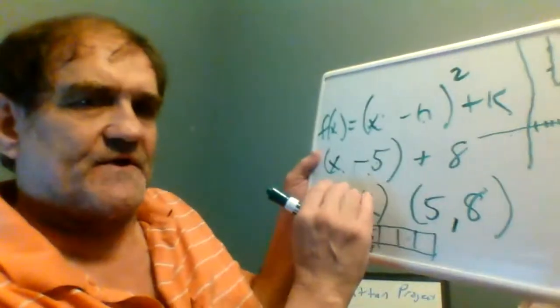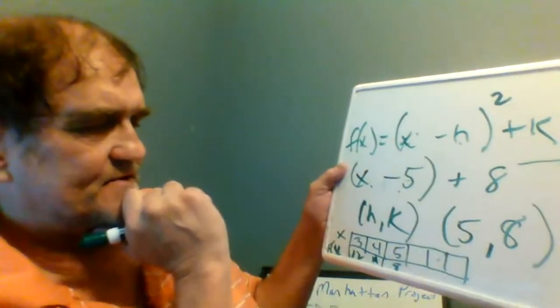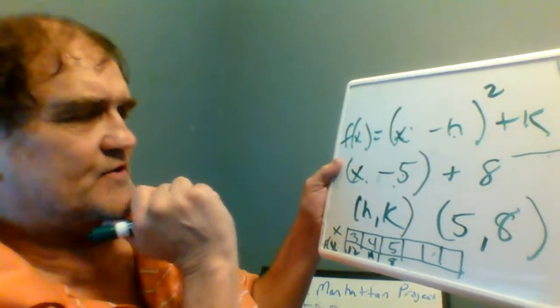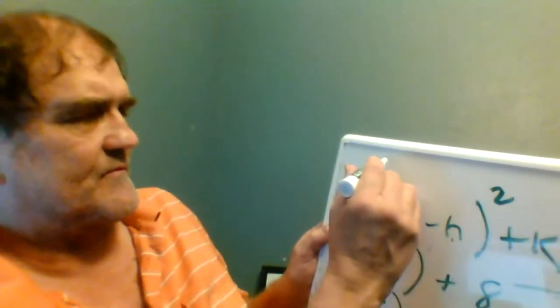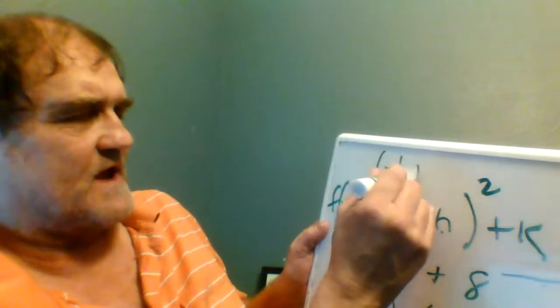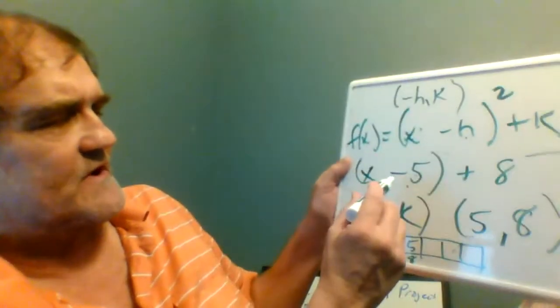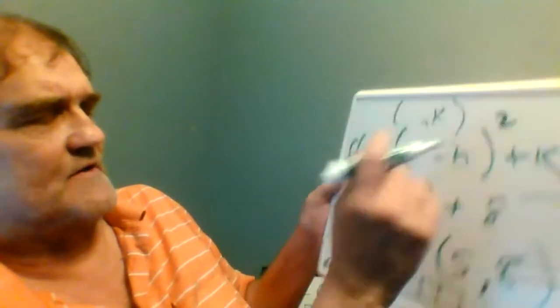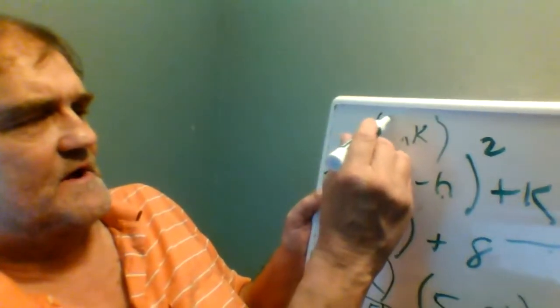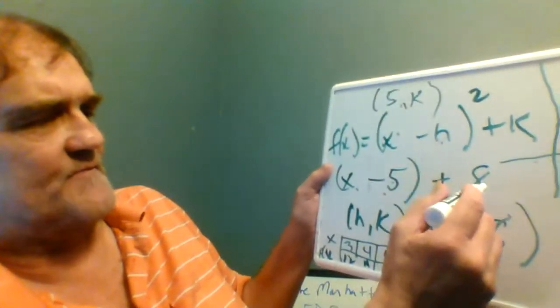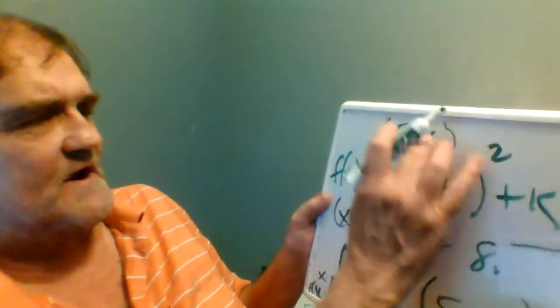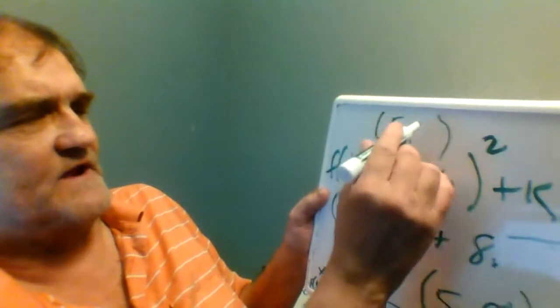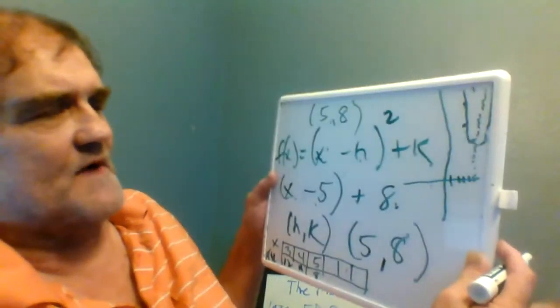I got here the equation (x minus 5) squared plus 8, right? Now, what you want to do is find the vertex, which is going to be (h, k). So what you have is a negative 5 there. That's going to become a positive 5. You flip the sign and make that a 5. And k is this number outside here. That's k. So it's 5 and 8.